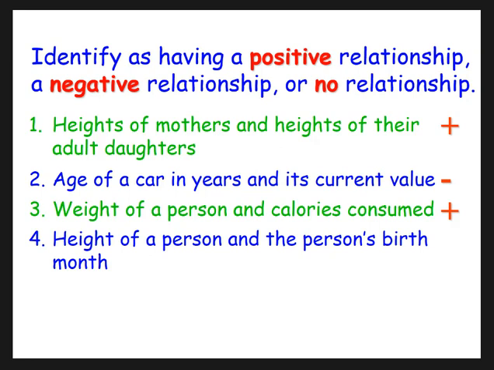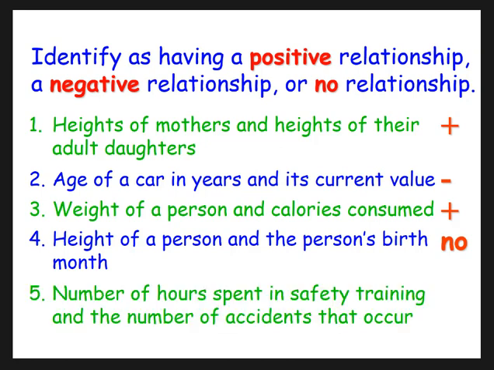Height of a person and the person's birth month. There should be zero relationship there. The month you're born should not have a correlation to your height. Number of hours spent in safety training and the number of accidents that occur. This should be a negative relationship. The more safety training you have, the fewer accidents you should have.